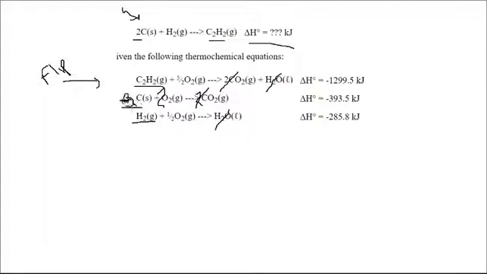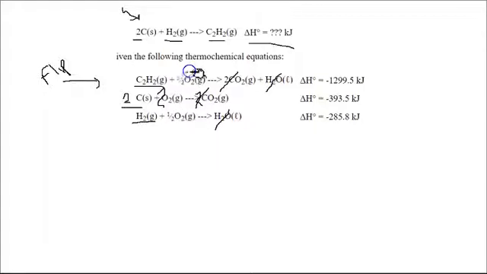I have the 2 carbons, which I want for the 2 carbons. I have the H2 gas, which I want for the H2 gas over here. And when I flip this equation, I have the C2H2 gas, which I want on the product side. However, I still have this 5/2 O2, this 2 O2, and this 1/2 O2.